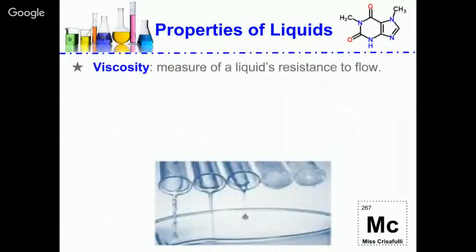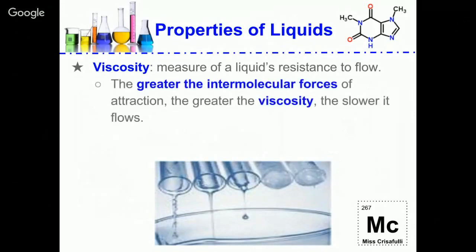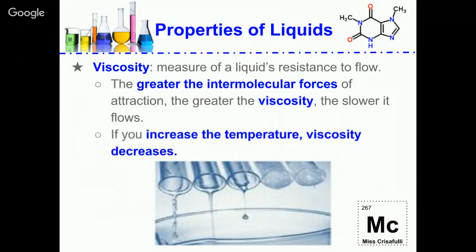Let's talk about viscosity. Viscosity is the measure of a liquid's resistance to flow. The greater the intermolecular forces of attraction, the greater the viscosity is going to be, and the slower it will flow. So maple syrup as opposed to water. Maple syrup has higher intermolecular forces, so it has a greater viscosity. If you increase the temperature, then the viscosity is going to decrease.